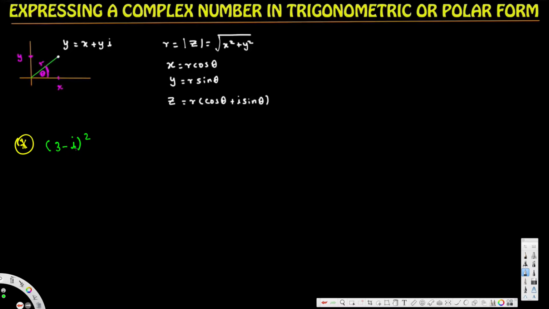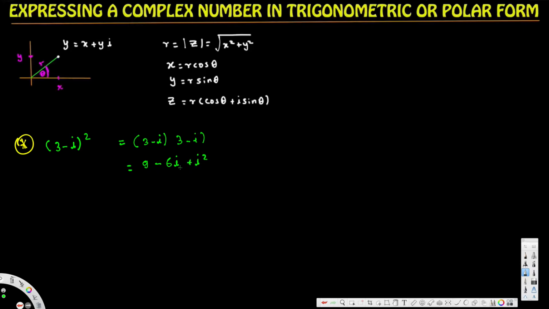Now to convert this into polar form, first of all we have to simplify this and bring it into this pattern. To simplify, I'm going to split it like (3 minus i) times (3 minus i). If you multiply this, 3 times 3 gives you 9. Then 3 times negative i is negative 3i, and negative i times 3 is again negative 3i. Totally we get negative 6i. Then negative i times negative i gives us i square, positive, because negative times negative is positive.